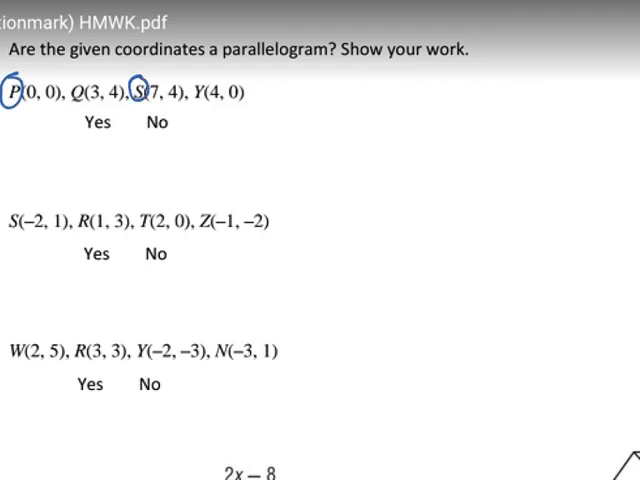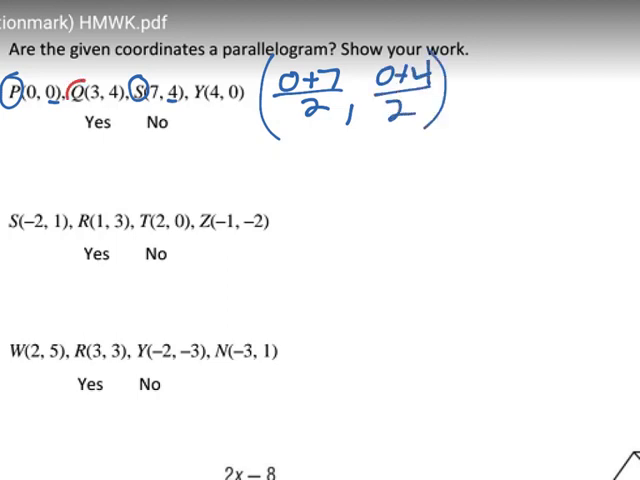So P and S is going to go first, and I'm going to do that in blue. So I'm going to take x and x, so 0 and 7 divided by 2. And then I'm going to take 0 and 4, my y, and then I'm going to divide by 2. Then I'm going to do Q and Y in red. I'm going to take 3 and 4 divided by 2. I'm going to take 4 and 0, add those, and divide by 2.